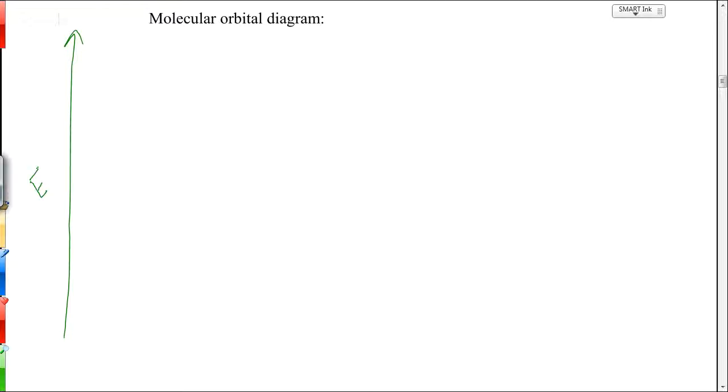On each side, we're going to put one of the atoms that's bonding, and then in the middle is the molecule. So on the left side is a hydrogen atom, on the right side is another hydrogen atom, and then in the middle is the hydrogen molecule. So the two sides, the left and the right, are going to have the atomic orbitals as they come from the atoms. And the middle will have the new molecular orbitals formed by the mixing of the atomic orbitals.